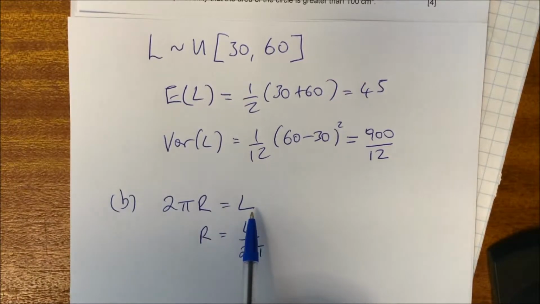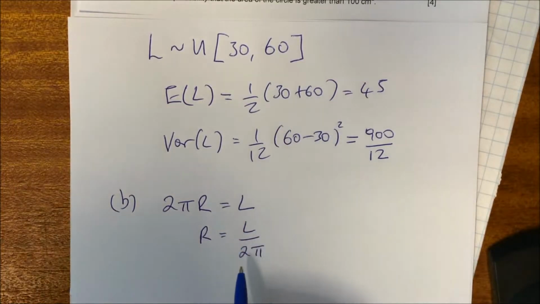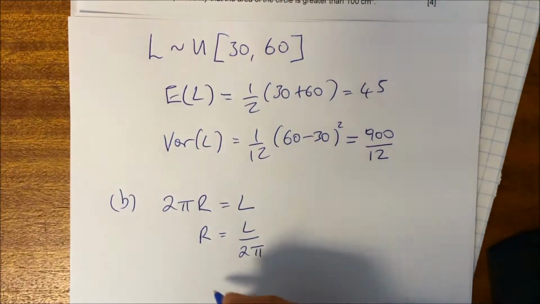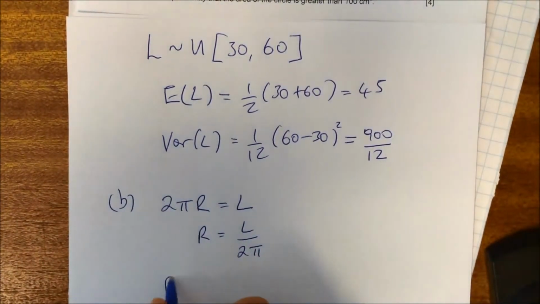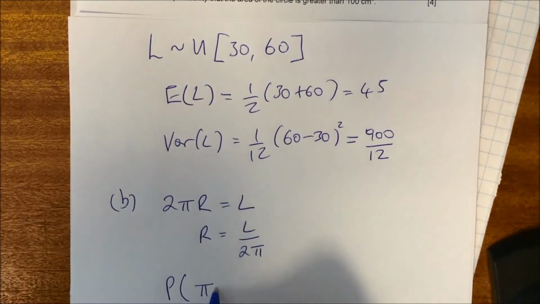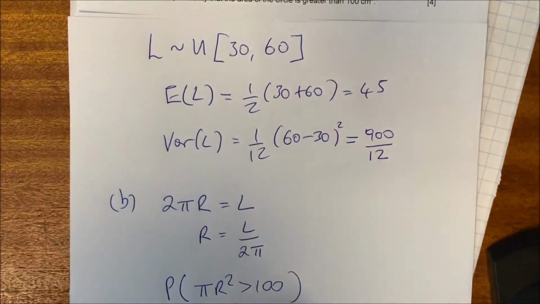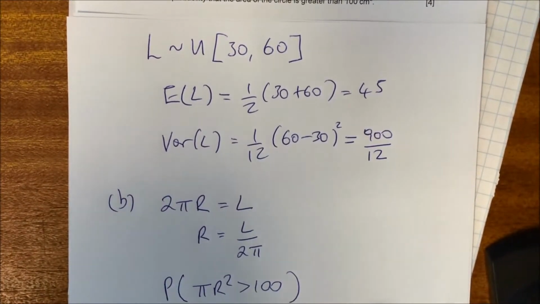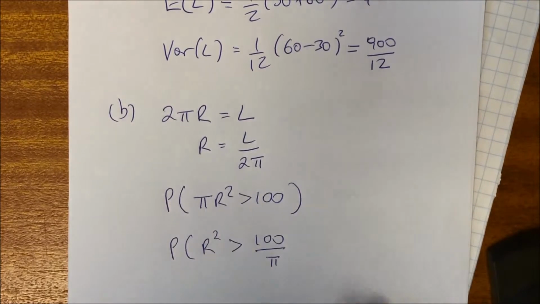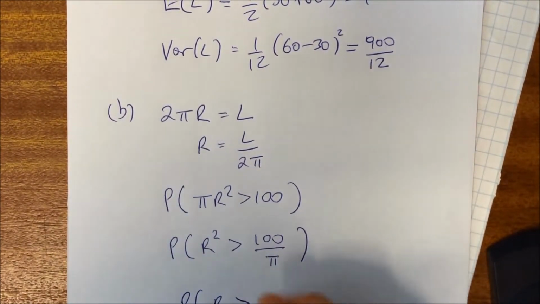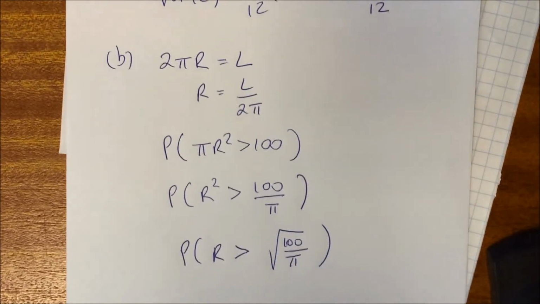So I've got this one ready for me to use my uniform distribution, and that's what this question is talking about. Now at this point we want to find out the probability that the area of the circle, pi r squared, is greater than 100. So that's the probability then that r squared is greater than 100 over pi, which is the probability, if I'm square rooting it now, I'm just going to write it like this for a moment.